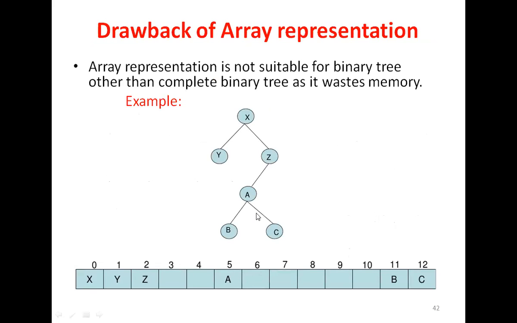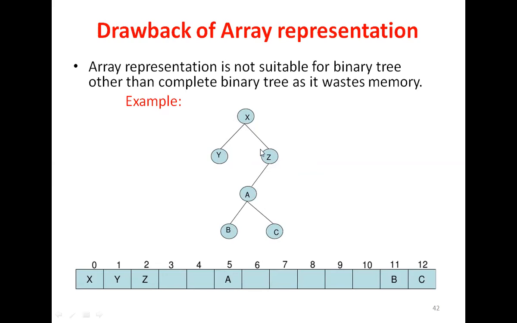Now I'll discuss the drawback of array representation. Array representation is not suitable for binary trees other than the complete binary tree, because memory is wasted. See here in this example, this is a binary tree, root node x, y is the left child, and z is the right child. And in this subtree, z has one left child, that is a, and a has one left child, that is b, and right child c.